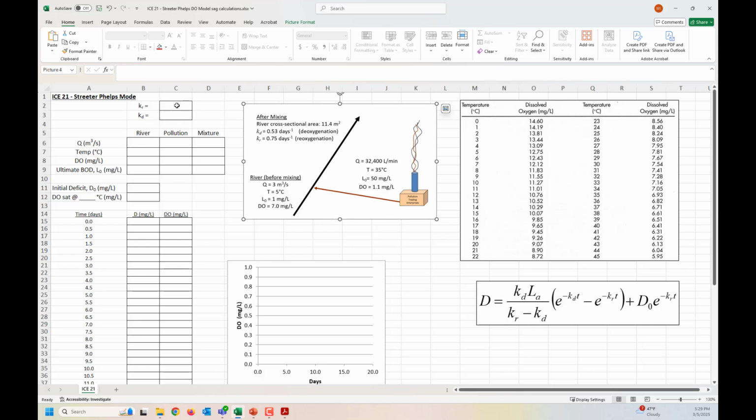And the first thing I'll do is just copy over the K values that we know. So 0.53 for the reoxygenation is 0.75. The deoxygenation is 0.53. Okay, so the flow rate of the river was 3 cubic meters per second. The flow rate of the pollution was 32.4 cubic meters per minute, but then divide that by 60 to get cubic meters per second. So the mixture is just simply the sum of the two.